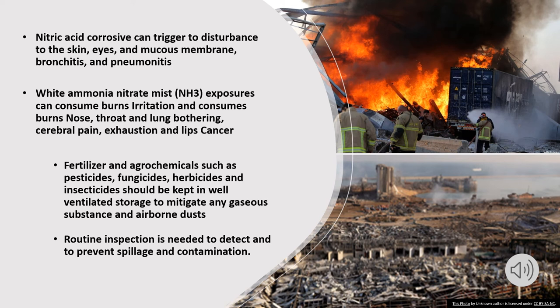lip cancer. Dangerous goods segregation rules state that certain classes of cargo should be stored far apart, with strict adherence to segregation requirements and procedures set by the Port Authority and the Occupational Safety and Health Department. Fertilizer and agrochemicals should be kept in well-ventilated storage to mitigate any gaseous substances and airborne dust. Routine inspection is needed to detect and prevent spillage and contamination.